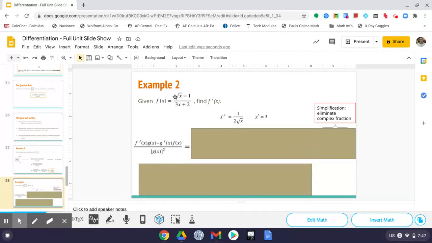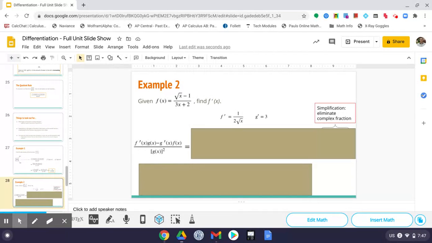So here's my function, the square root of x minus 1 divided by 3x plus 2. I notice that I have a radical function on the numerator and then just an algebraic function on the denominator. Again, that mixture should at least red flag you to say, hey, there's probably going to be some extra simplification here. Additionally, when I find my extra two pieces, the f prime and g prime, I notice that one of the derivatives, specifically in this case f prime, the derivative of the numerator, is equal to 1 over 2 root x, which is a fraction in itself.